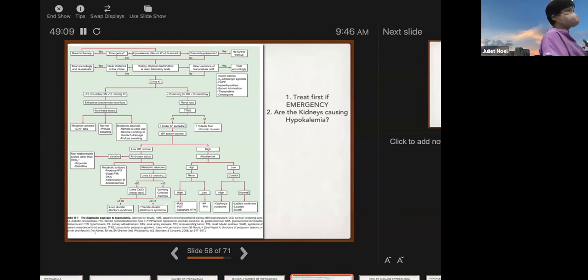If the TTKG is more than 4, you would have to check the blood pressure. If the blood pressure is high, you would think of hyperaldosteronism. If it's high aldosterone, you can get the renin. If the renin is high, then you would have to think of renal artery stenosis and malignant hypertension. If it's low, you would think of primary aldosteronism.